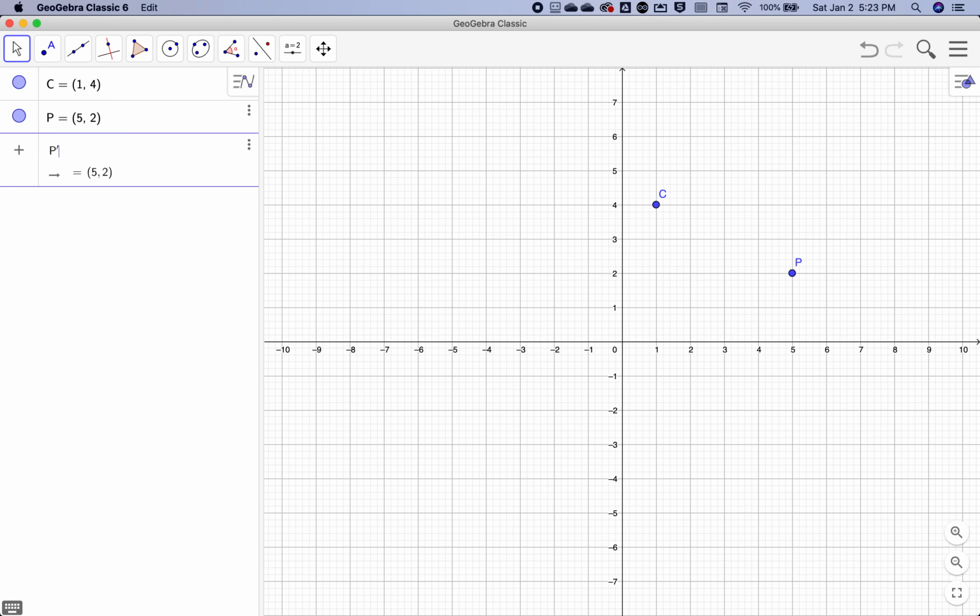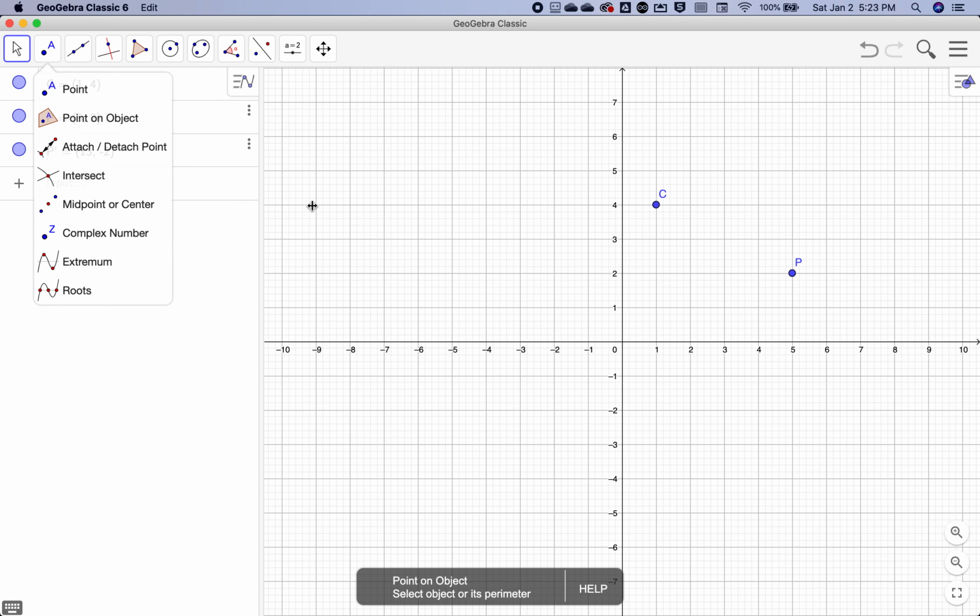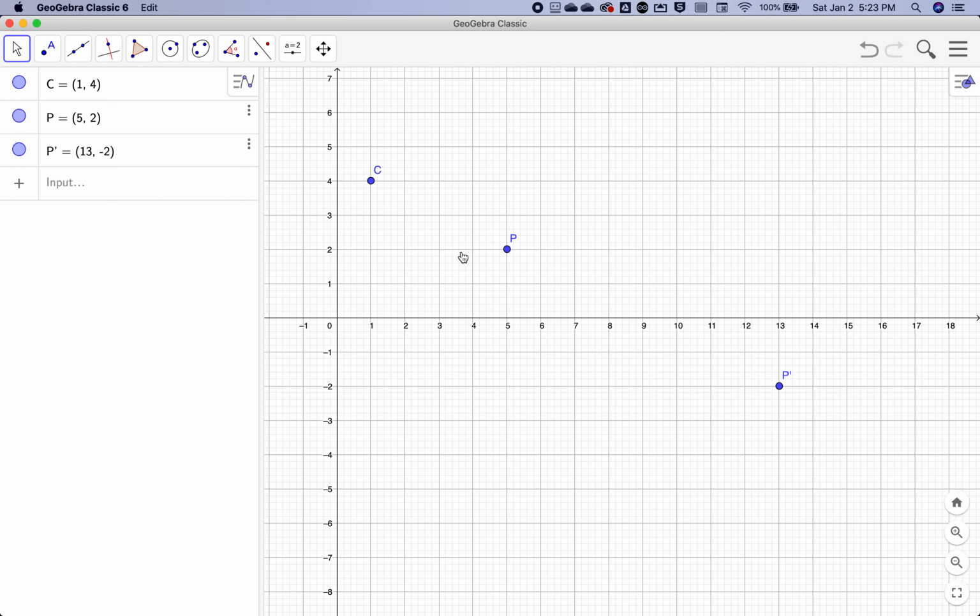And P prime, I'm going to use P apostrophe, is 13, negative 2. We've seen the prime notation before. The prime notation usually signifies an image. And yeah, that's going to be the image of the point P after a dilation.